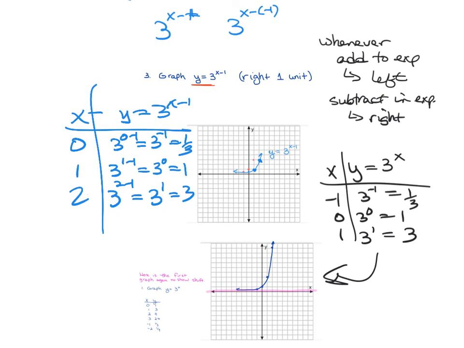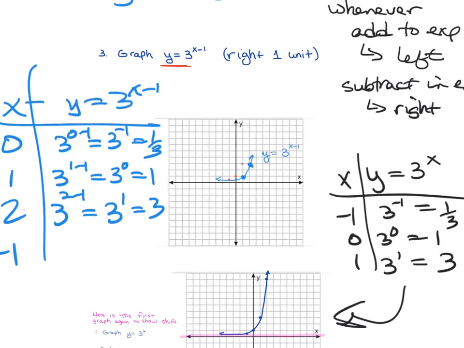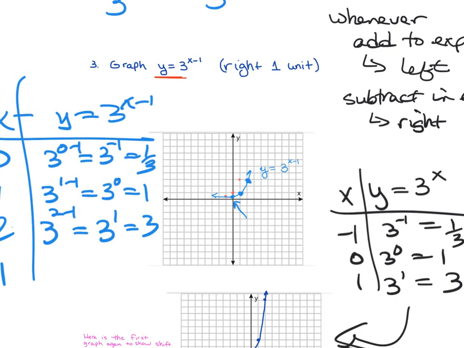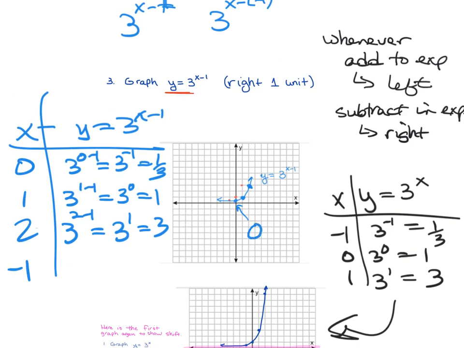Does that make sense? So really in my shift, I don't have a -1 graphed. You see that? Because I moved it. So the 3 ordered pairs I have graphed are (0, 1/3), and then (1, 1), and then (2, 3).